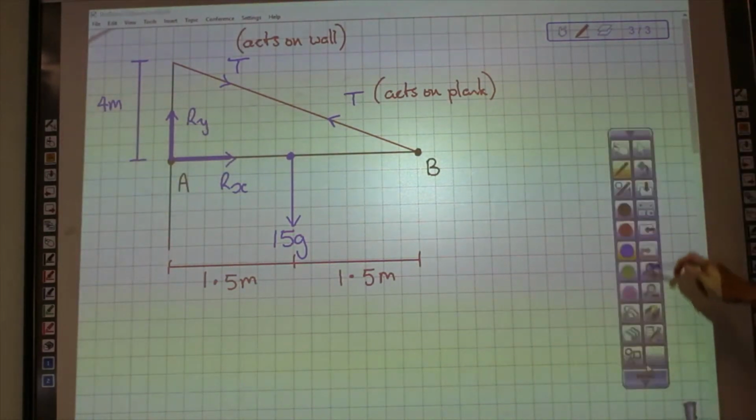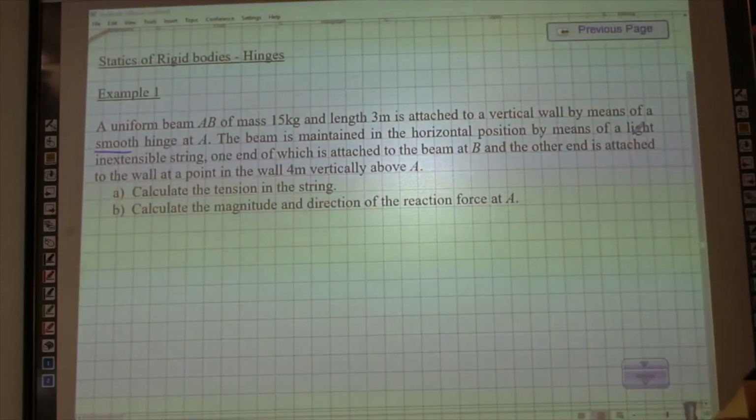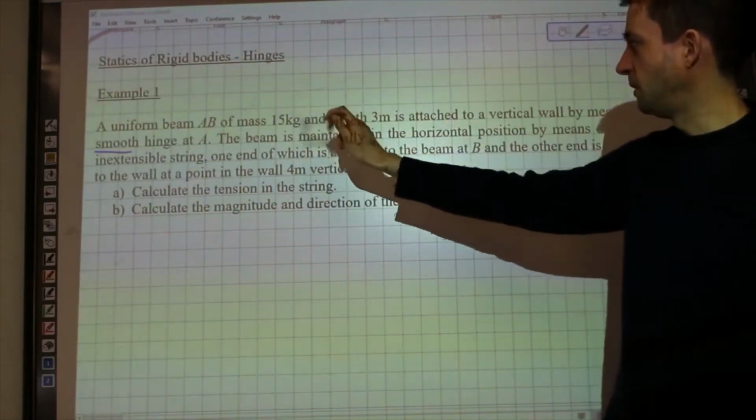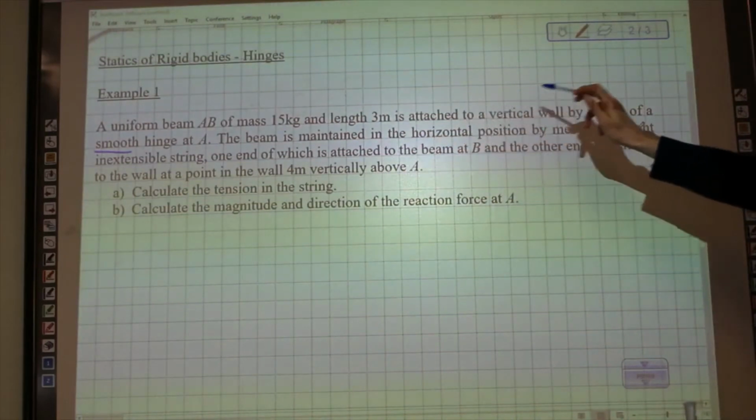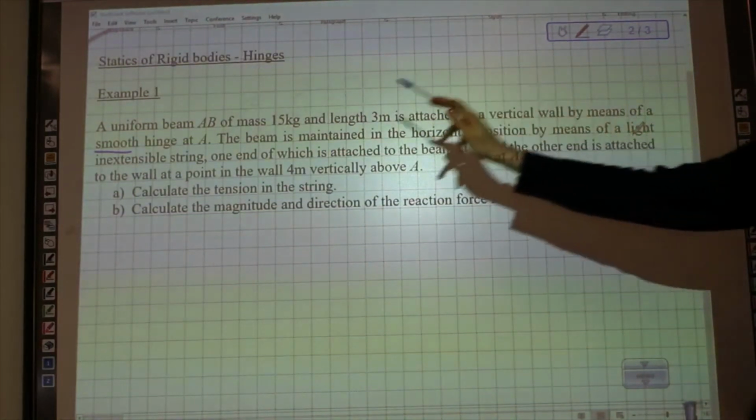So, let's just refer back to the question and check we've got all the information. A uniform beam of mass 15 kilograms and length 3 meters is attached to a vertical wall by means of a smooth hinge at A.